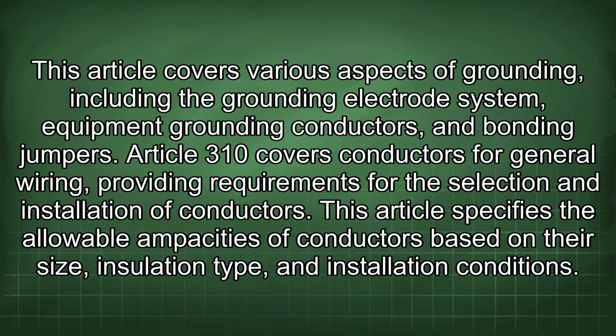Article 310 covers conductors for general wiring, providing requirements for the selection and installation of conductors. This article specifies the allowable ampacities of conductors based on their size, insulation type, and installation conditions.